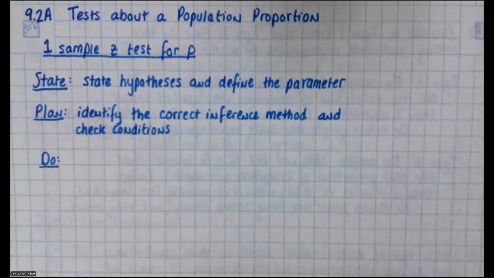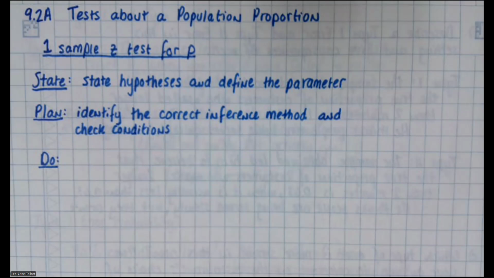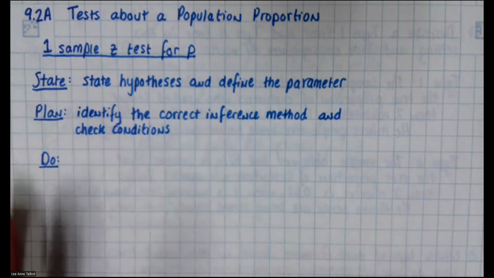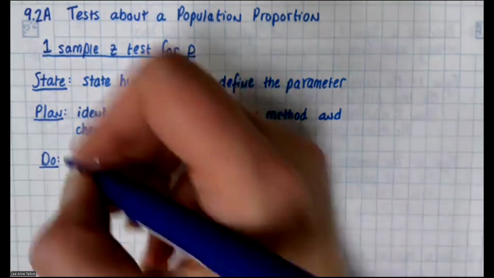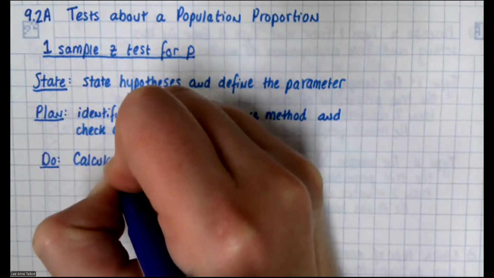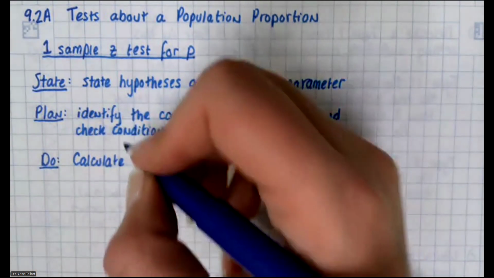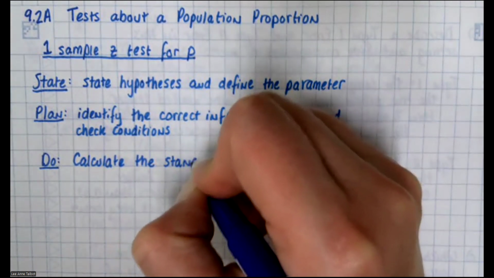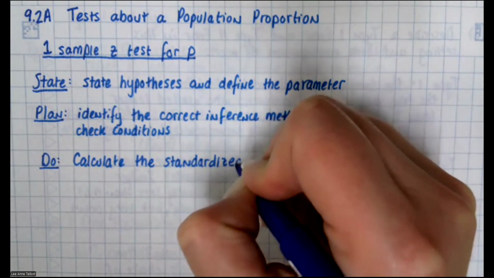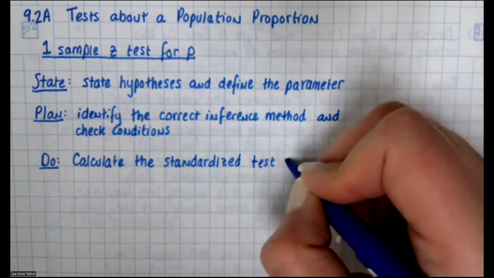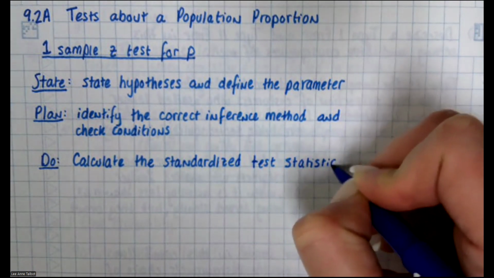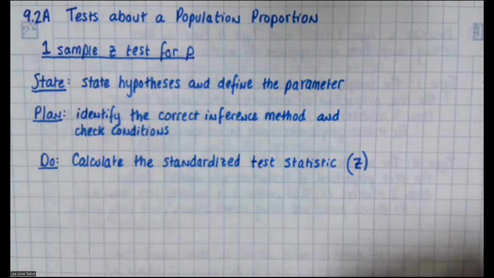Guess what? The conditions are exactly the same for chapter 9 as they are for chapter 8. You just have to keep on the lookout for experiment. Remember that? Random assignment. Okay, now this is the part that's new to you, the part that you don't know how to calculate. Calculate the standardized test statistic. And that is Z. So Z score.